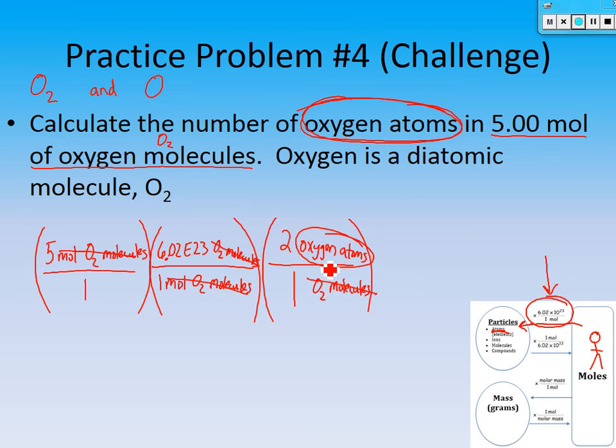And so now that my units here align with what I was supposed to go to, I can throw on an equal sign, and now it's just a math problem. So let's do 5 times Avogadro's number times 2, and put that number on top, right here. And so that's 6.02 times 10 to the 24th. And now let's take the numbers on the bottom. 1 times 1 times 1 is 1. So I've got 6.02 times 10 to the 24th.